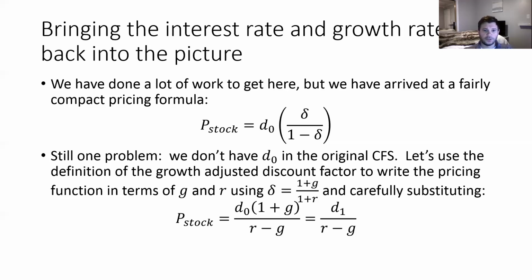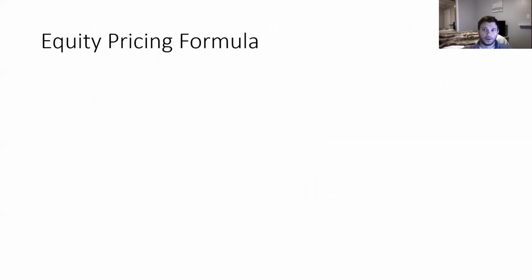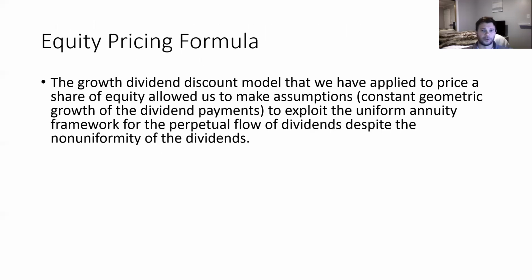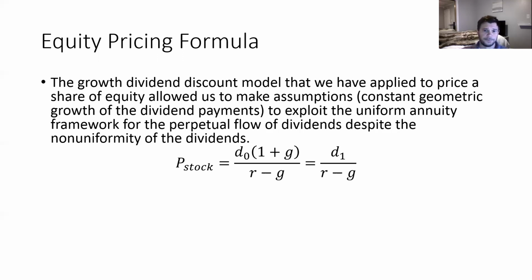Once you have an idea of what D0 or D1 is, then all you need otherwise is a growth projection. Typically, you might be able to look back at the company's prospectus, at their financials for the past few years, maybe take a look at how the growth in net income has changed or how the growth in the dividends has changed in periods past, and make an assumption that that growth rate is going to translate into the future. So the growth dividend discount model that we've been applying here to value a share of equity allowed us to exploit that uniform annuity framework, provided we had made a little bit of an assumption regarding the structure of how the dividends were related.